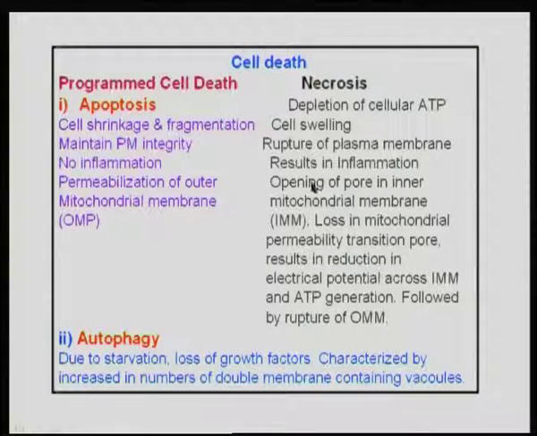So in necrosis, you have a plasma membrane rupture and leakage of the cell contents, which results in inflammation. That is a very important aspect that you need to be aware of. The other aspect in programmed cell death is autophagy. Autophagy results due to starvation or loss of growth factors, and it's characterized by an increase in the number of double membrane-containing vacuoles.